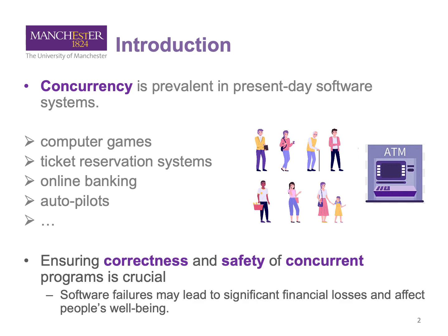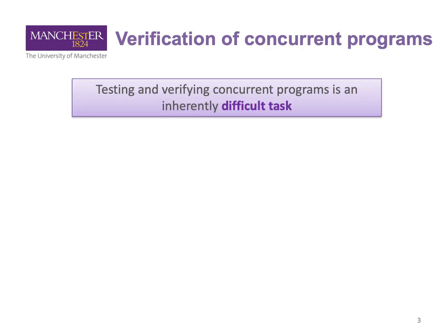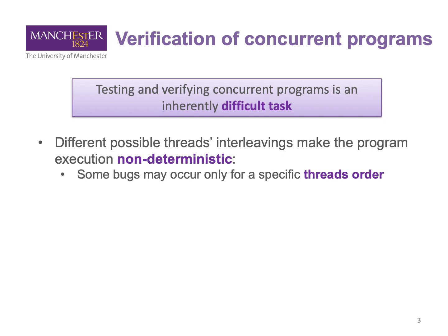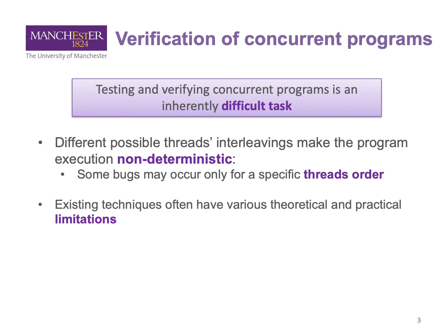Ensuring correctness and safety of concurrent programs is crucial, since software failures may lead to significant financial losses and affect people's well-being. Testing and verifying concurrent programs is an inherently difficult task. Different possible thread interleavings make the program execution non-deterministic. As the result, some bugs may occur only for a specific thread order. Moreover, existing testing and verification techniques often have various theoretical and practical limitations.